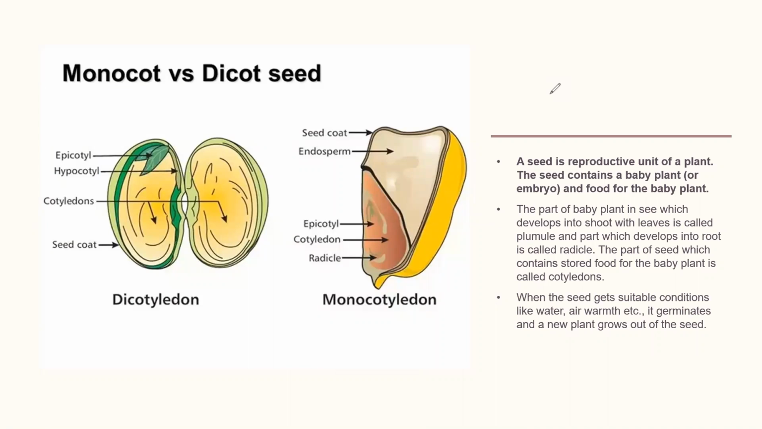A seed. After fertilization, the development of the ovule and ovary leads to the formation of a seed and a fruit. A seed is the reproductive unit of a plant. The seed contains a baby plant or embryo and food for the baby plant. The part of the baby plant that develops into a shoot with leaves is called the plumule, and the part that develops into a root is known as the radicle.